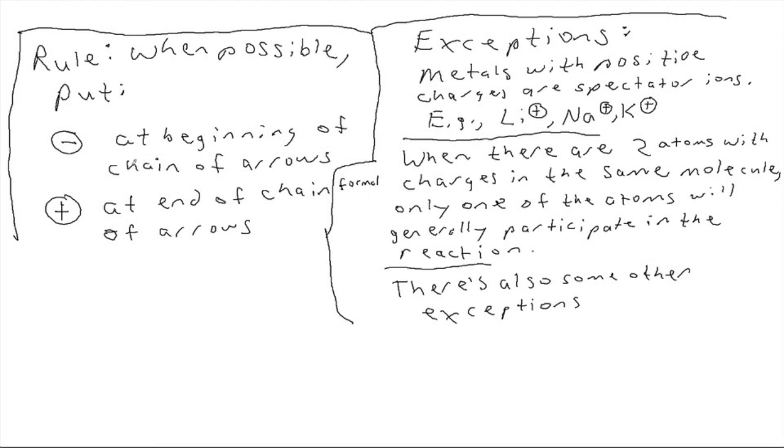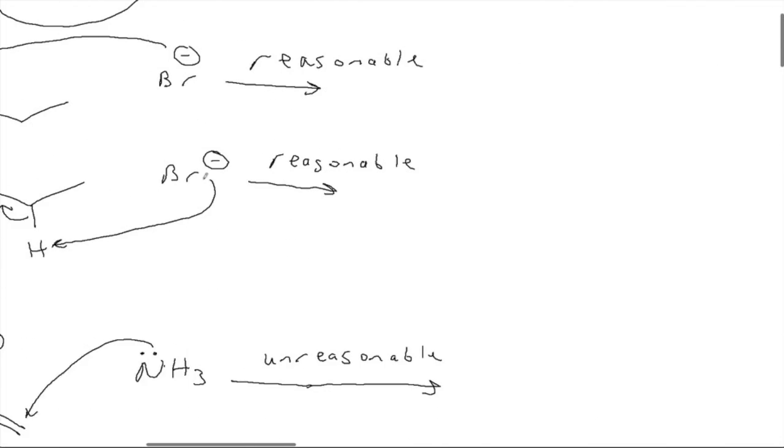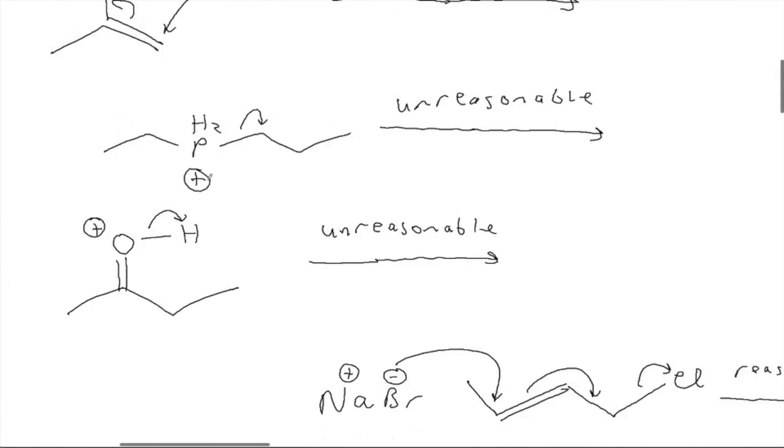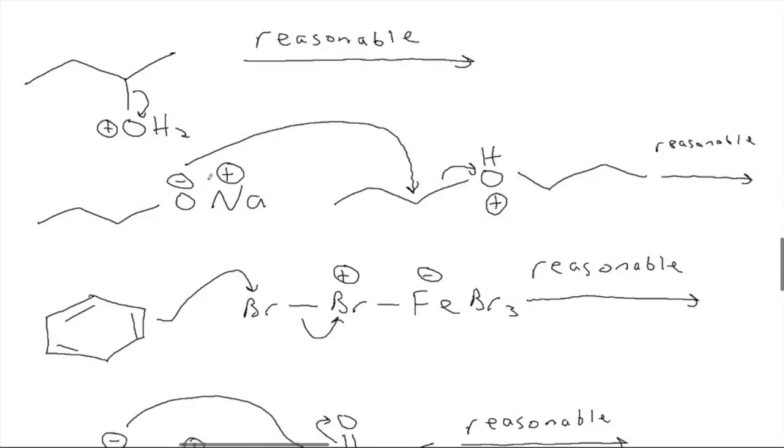Obviously, don't put a negative at the end of the arrows. And obviously, don't put a positive at the beginning of the arrows. That should be obvious, but it's amazing how often students actually do that. Okay, so I think we've made some progress on that. So let's go on to another rule for figuring out whether our electron-pushing arrows are reasonable or not.